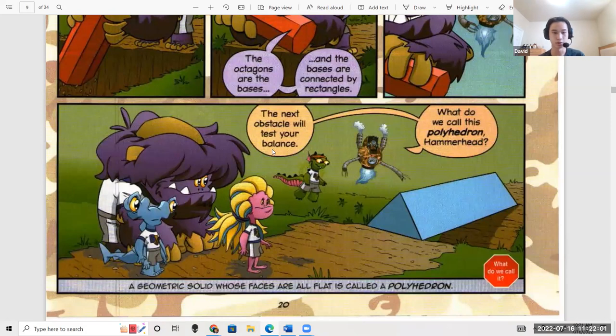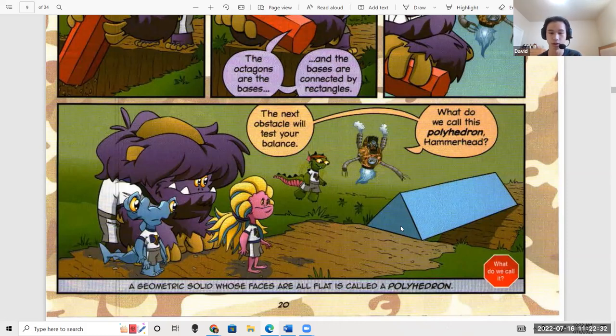The next obstacle tests your balance. They've got a balance beam, and our camp instructor is asking, what do we call this polyhedron? So polyhedron, another big word, but thankfully we see a quick definition down here. It says, a geometric solid whose faces are all flat is called a polyhedron. So we take a look at this shape over here. This is a face and it's flat, certainly. This is a face and it's flat. And in fact, this face is the base.